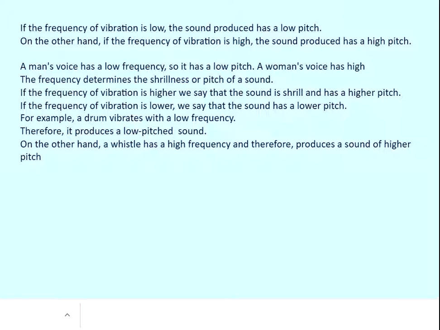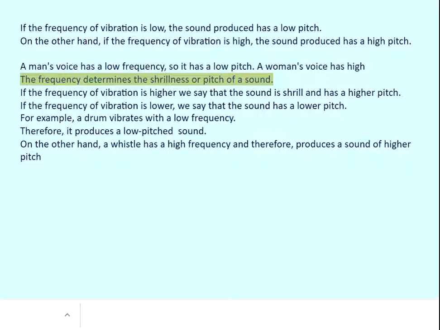Pitch is that characteristic of sound by which we can distinguish between different sounds of the same loudness. The pitch of a sound is directly proportional to its frequency. If the frequency of vibration is low, the sound produced has a low pitch. On the other hand, if the frequency of vibration is high, the sound produced has a high pitch. A man's voice has a low frequency, so it has a low pitch. A woman's voice has a high pitch.